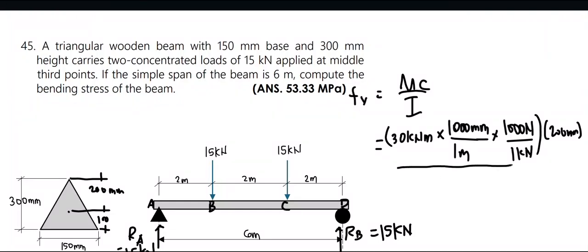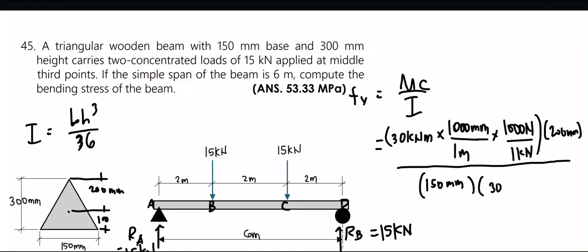Divided by the moment of inertia for a triangle. This is given by the expression I equals bh cubed divided by 36. We have a base of 150 millimeters and a height of 300 millimeters raised to the third power divided by 36, since this is a triangle.